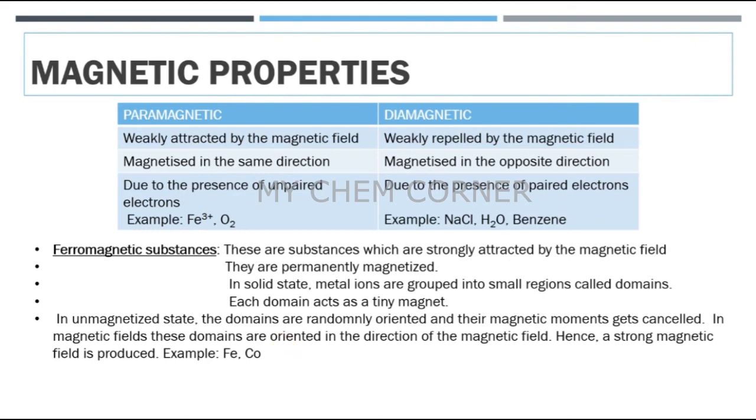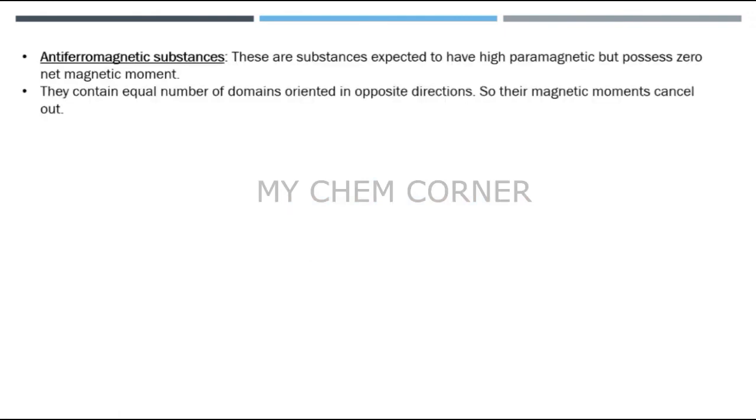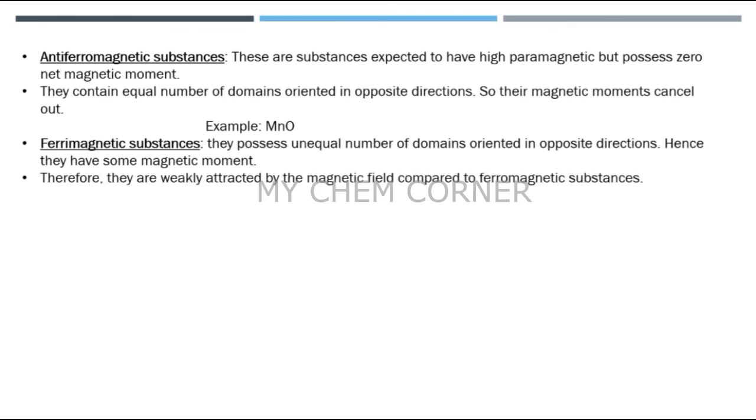But what about antiferromagnetic? When you look at antiferromagnetic substances, these are substances which are expected to have high paramagnetic behavior, but they possess zero magnetic moment. Generally in paramagnetic substances, we don't have a zero magnetic moment, but in this case we have zero magnetic moment. They contain equal number of domains oriented in opposite direction. So you have all these electrons placed in opposite direction, therefore their magnetic moments will cancel out. Example is MnO.